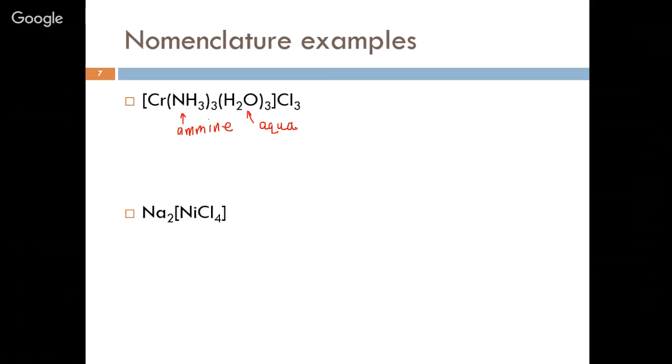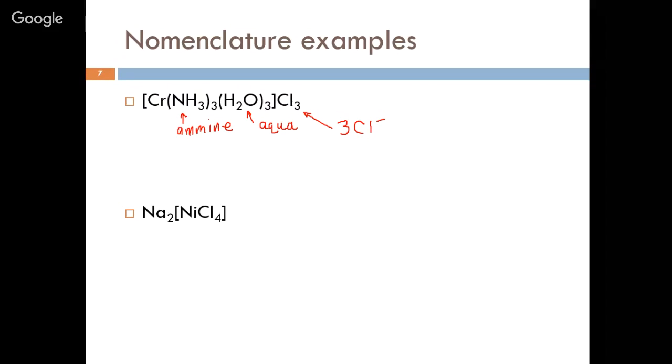Remember, the complex ion is what's inside the square brackets, so we're going to name that part first. We need to figure out whether this is positively or negatively charged. We have 3 chlorides as counter ions, and so since this is 3 negative charges, the overall charge of what's inside the square brackets must be +3 for the whole complex ion. So this is positively charged, or a cation.